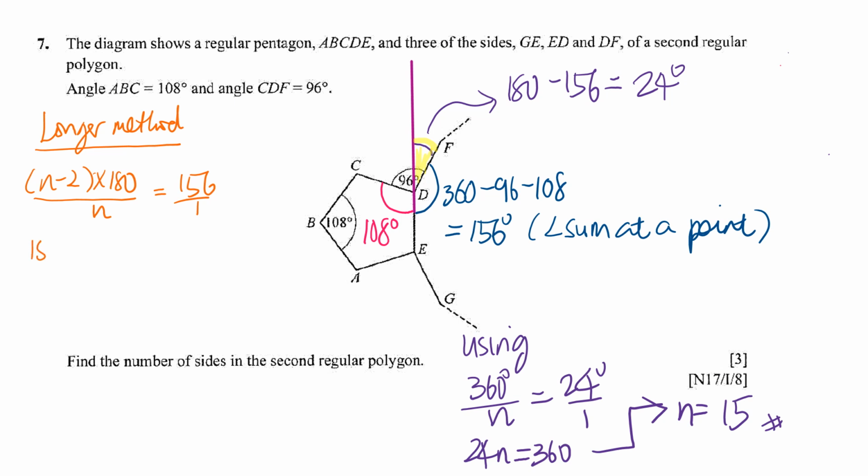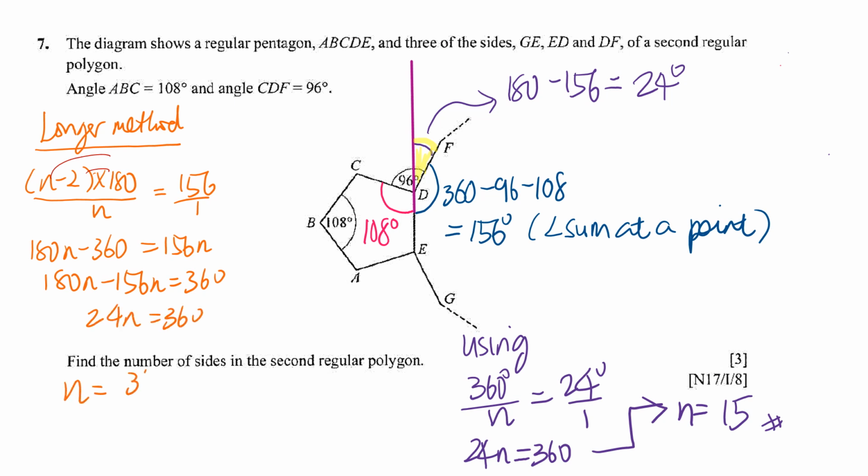Right, and then we do a cross multiply, and we expand this to get 180n minus 360. Then you group all your n together on one side, simplify it, you will still get the same answer, which is 15, but it's slightly longer than using the exterior angle. So you can choose which one you prefer. If you want to use the longer method, then you have to be careful with the algebraic manipulation.